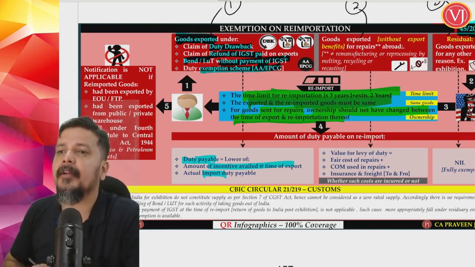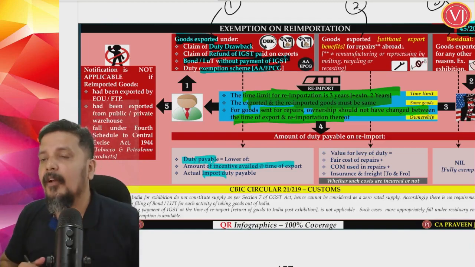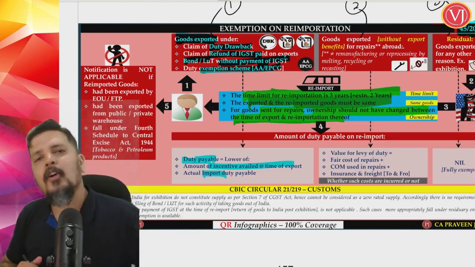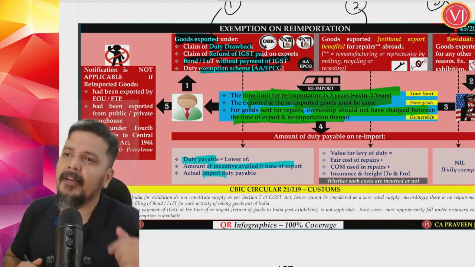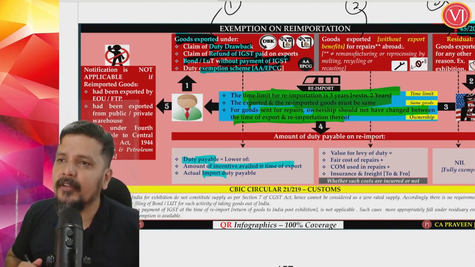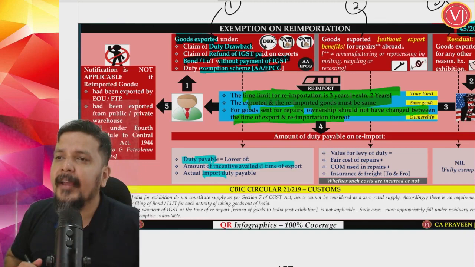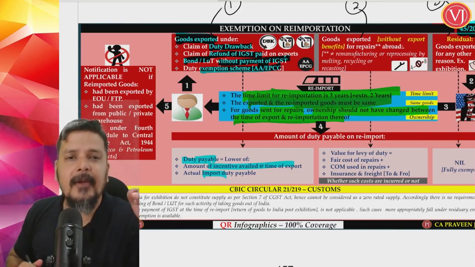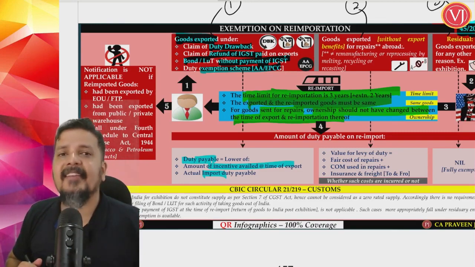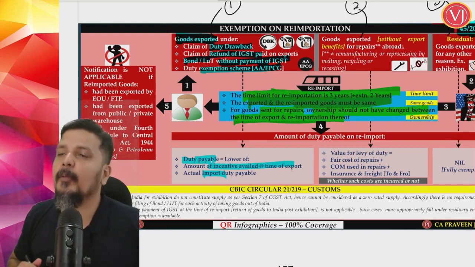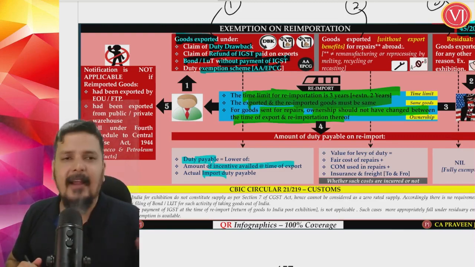So what is exempted is fully exempted. Go back to the first example. Actual import duty is 1 lakh. Export benefits taken at the time of export is 80,000. How much are you going to pay? 80,000. What does it mean? 20,000 is exempted. Second example, no exemption. Actual import duty is 1 lakh. Export benefit was 1,20,000. How much will you pay? Entire 1 lakh. No exemption.